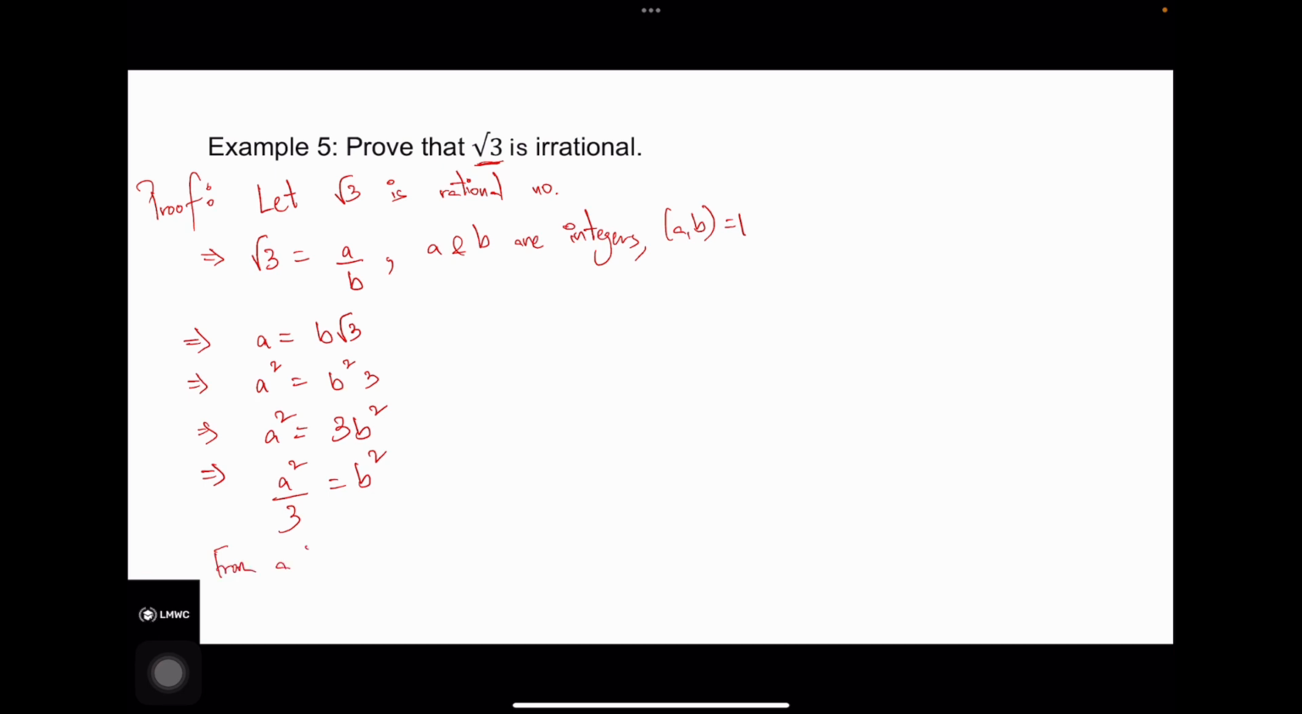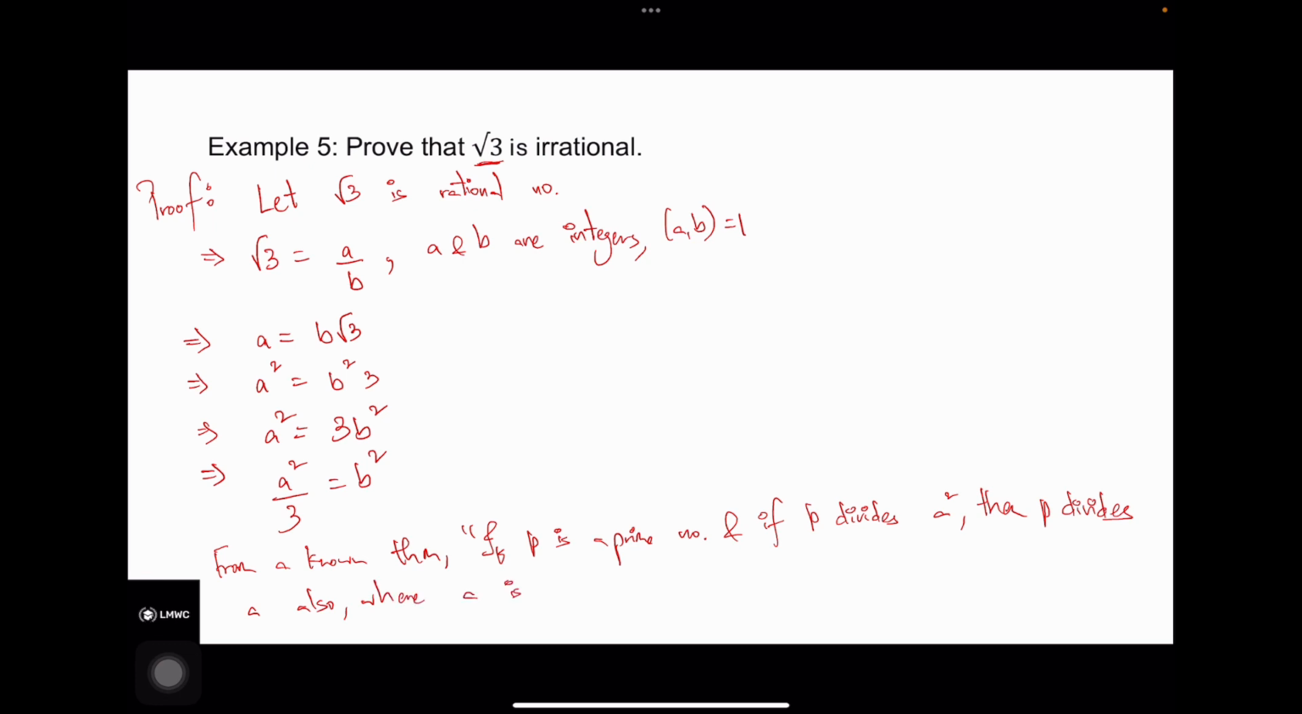So what we know from a known theorem, let's state the theorem. That is, if p is a prime number and if p divides a squared, then p divides a also, where a is an integer.